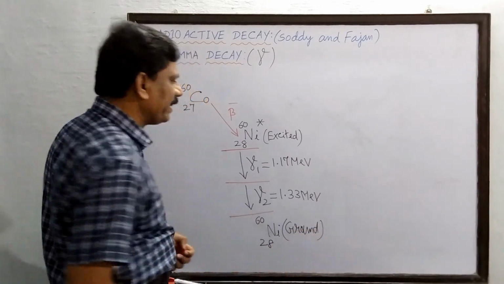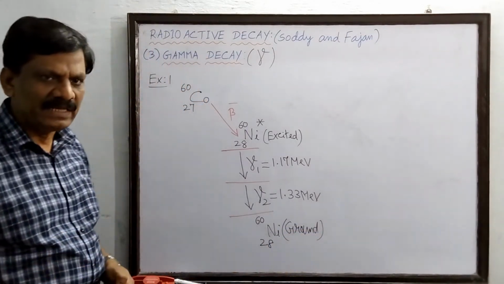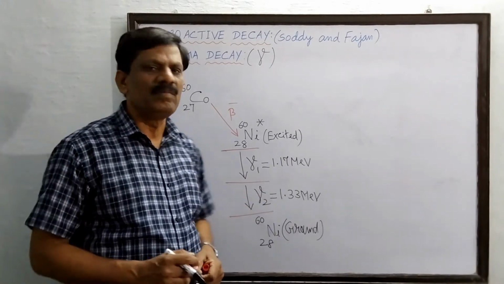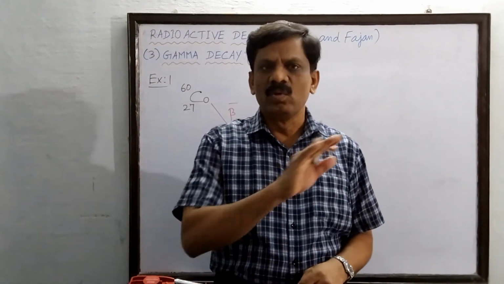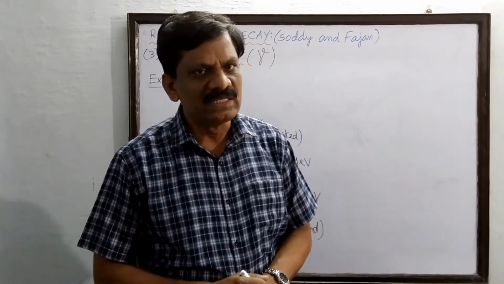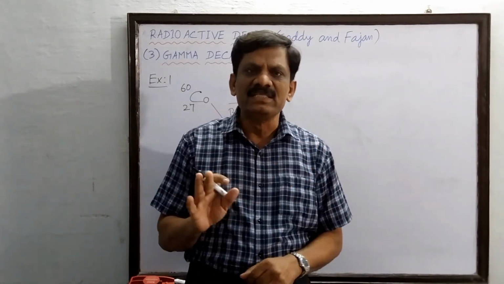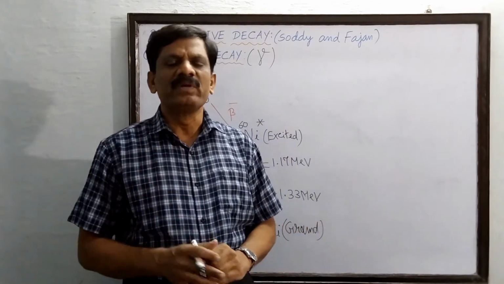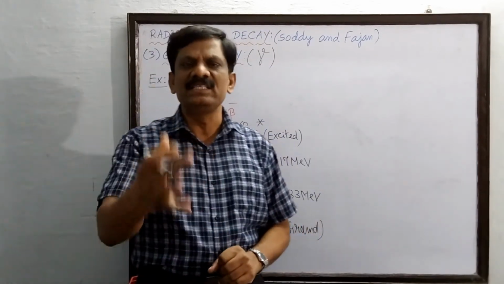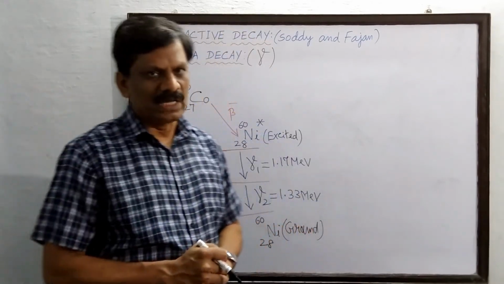This type of decay process is called the gamma decay, and the summary of gamma decay is: during a gamma decay there is no change in the charge number, there is no change in the mass number, but the daughter nucleus will lose some energy in the form of a gamma ray photon.